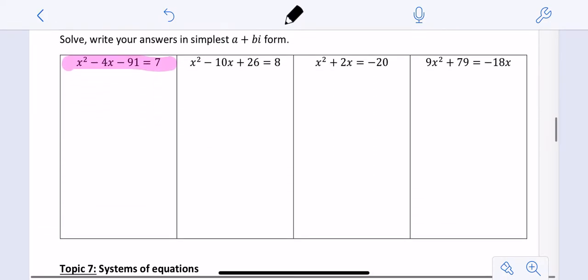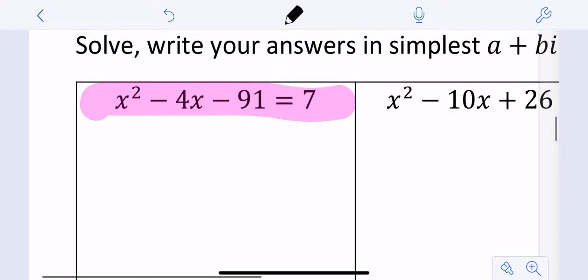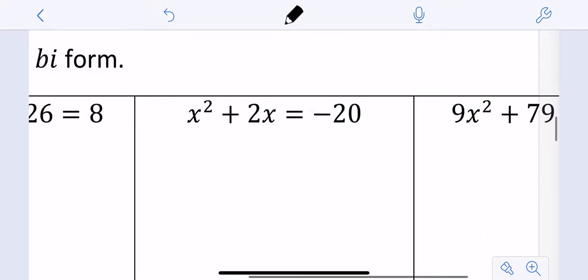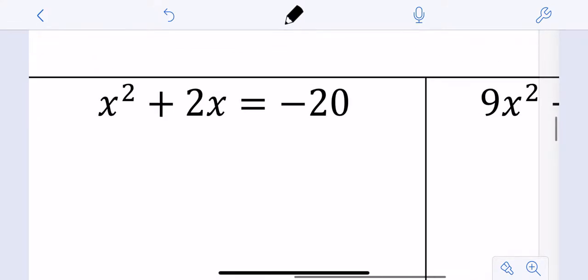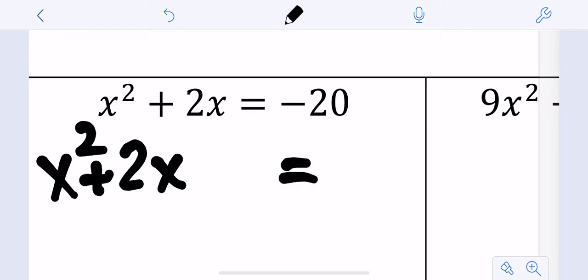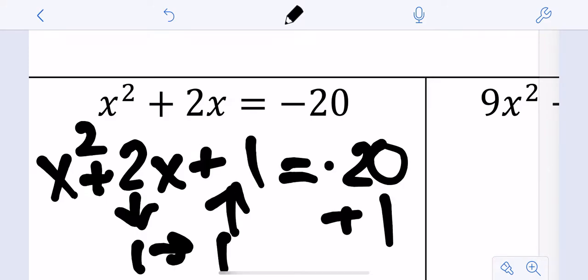All right, let's look at another one where it says a plus bi form. So let's actually not do that one. Let's find a more interesting one. Let's try this third one. So I get x squared plus 2x equals negative 20. The constant's already over there, so I'm just going to complete the square. And half of this would be 1, square that, it's 1. So I'm going to add 1 to both sides.